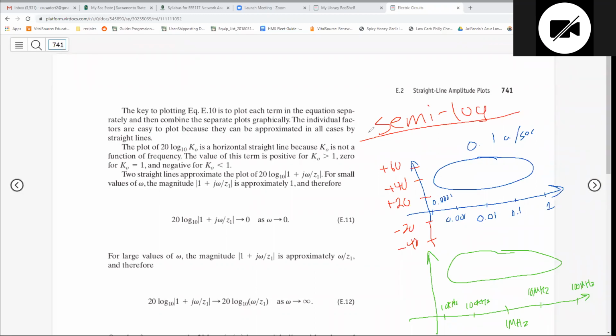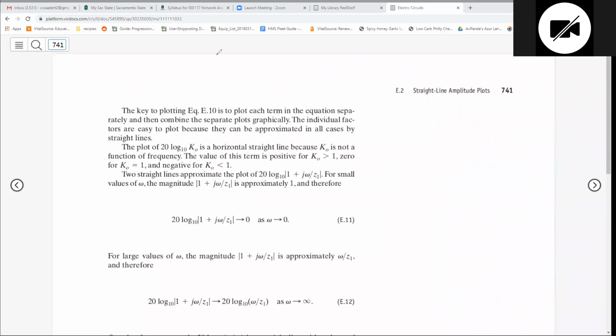So it's semi-log. I assume most people have probably never heard of log paper before. That's why I want to spend about 10 minutes or so talking about it. So if you have any questions, let me know.